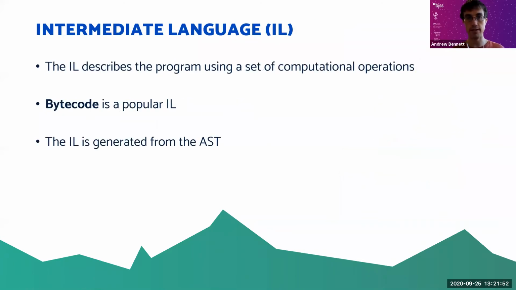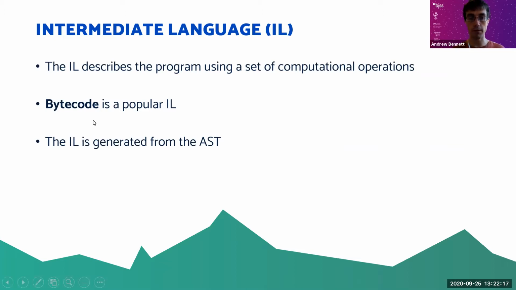So the next phase is to convert the AST into what's called an intermediate language. So intermediate language basically describes the program using a set of computational operations like load, stores, adds, multiply. So obviously before we were just describing it as how the program looked in terms of a source file. Here we're actually describing it in terms of operations that are actually going to be performed.